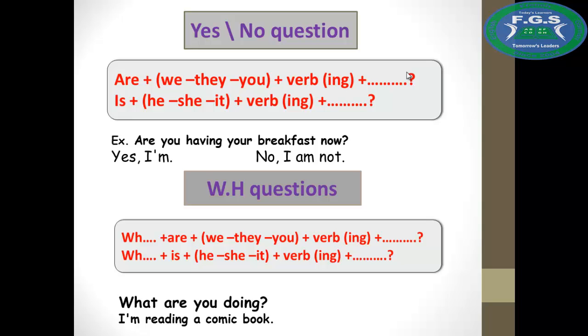For WH questions, we'll say WH plus are plus we, they, and you plus verb following by ing. For singular, we'll say WH plus is plus he or she or it plus verb following by ing. For example, what are you doing? When you answer, you can say, I am reading a comic book.